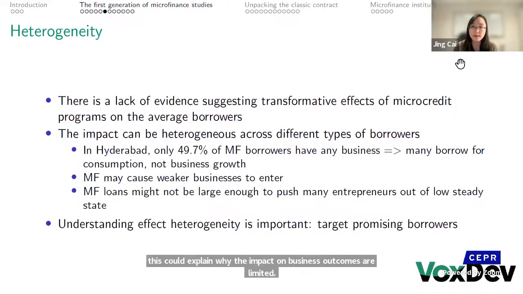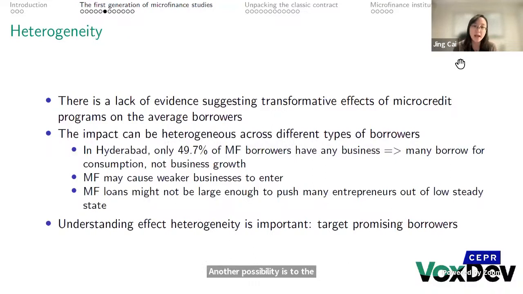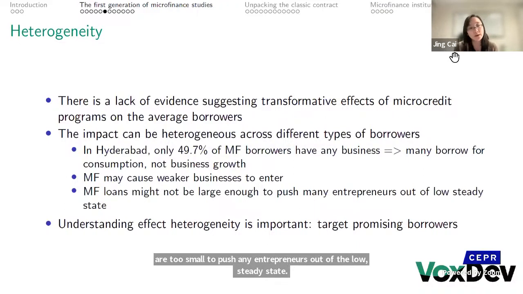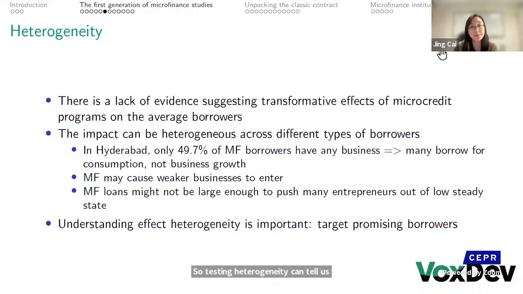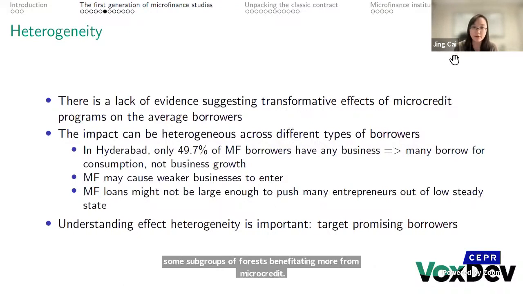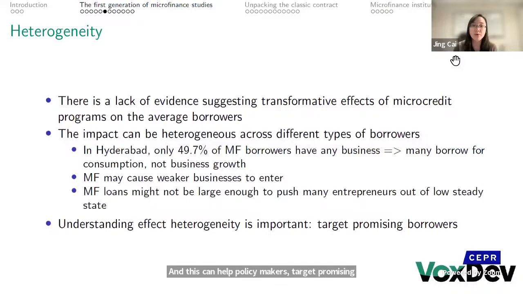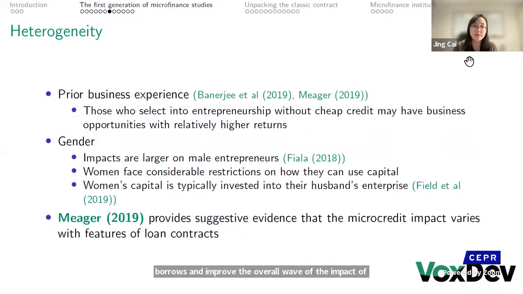Another possibility is that the microcredit loans are too small to push any entrepreneurs out of the low steady state. So testing heterogeneity can tell us whether there are some subgroups of borrowers benefiting more from microcredit, and this can help policymakers target promising borrowers and improve the overall welfare impact of lending.